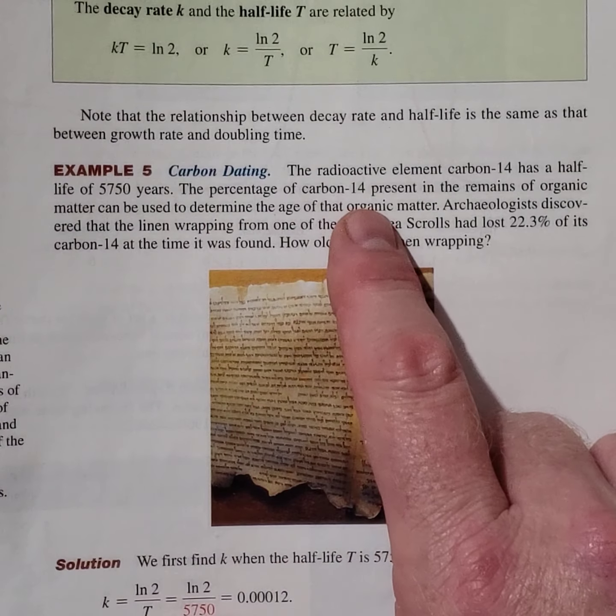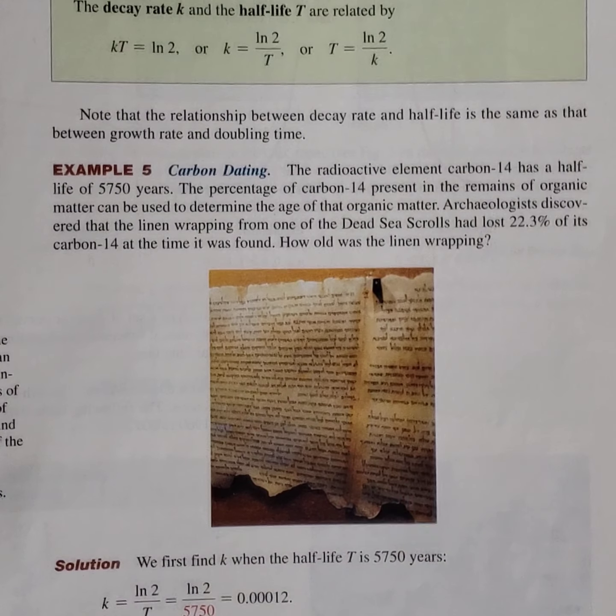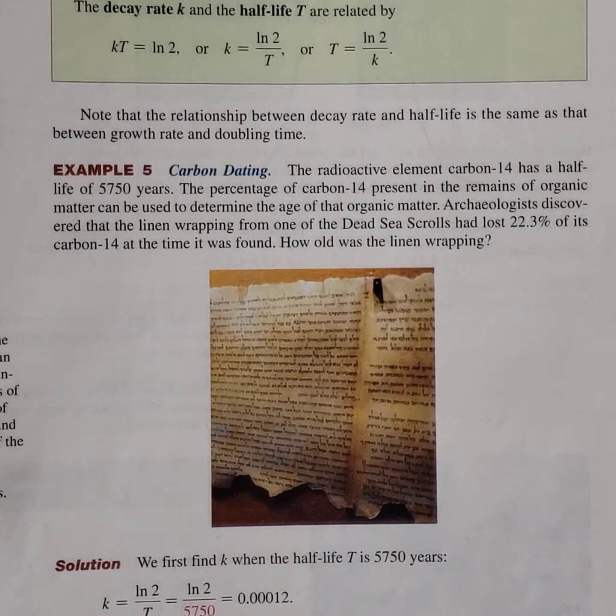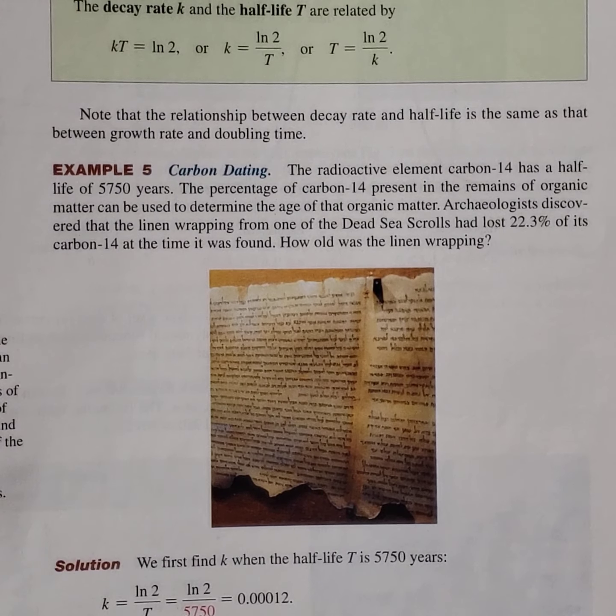The percentage of carbon-14 in the remains of organic matter can be used to determine the age of that organic matter. Archaeologists discovered that a linen wrapping from one of the Dead Sea Scrolls had lost 22.3% of its carbon-14 at the time it was found. How old was the linen wrapping?